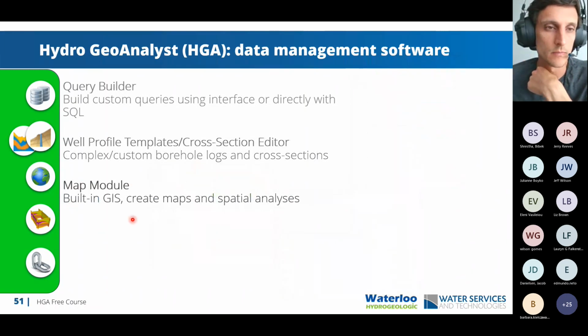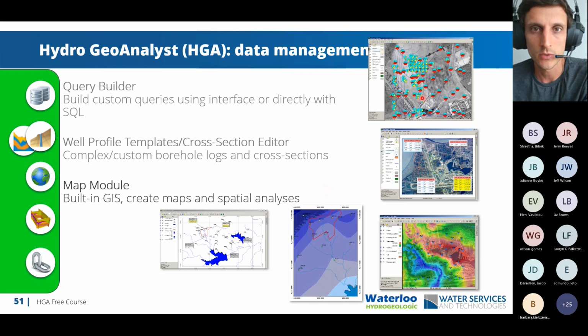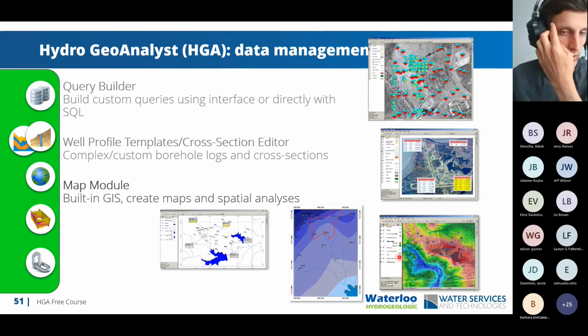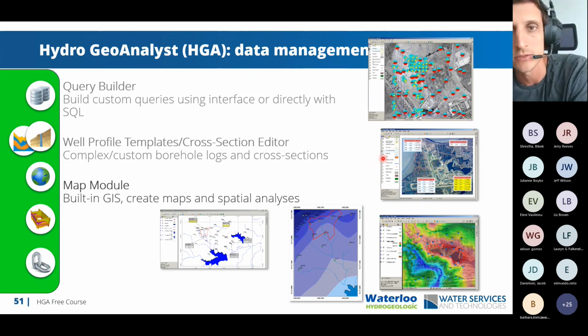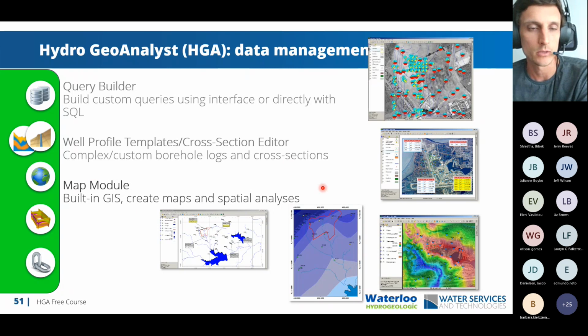HEA has a map module, which is a built-in GIS, and you can use it to create maps and do some spatial analysis. You can create bubble plots, you can have tables of results in your maps, you can create potentiometric maps, and because it has interpolation tools, you can do interpolation also for water quality, so plumes of contamination, for example. And you can also import shapefiles and raster files in this map module.